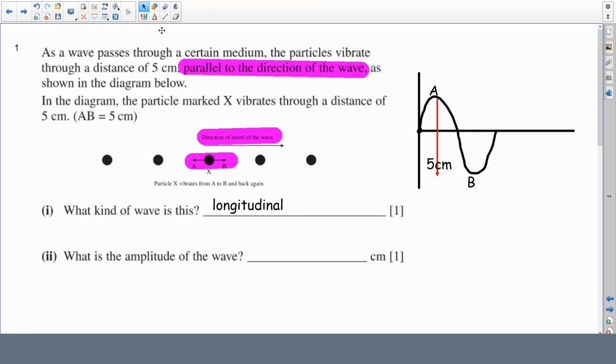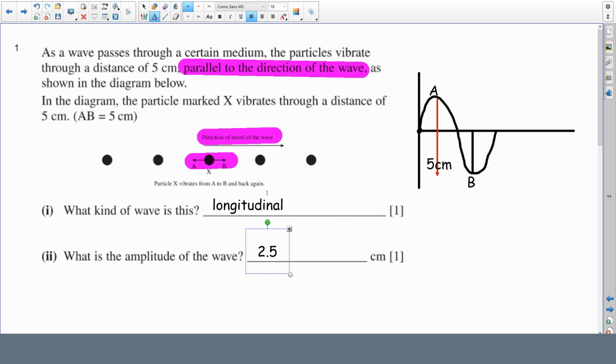But we weren't being asked for that. It's a critical point there. We weren't being asked for the height of the wave. We were being asked for the amplitude of the wave. And the amplitude of the wave is from the rest position, X, out to your extreme point, your furthest away point. So what's the distance from X out to B? Since that whole thing is 5, and this is nice and symmetrical, the amplitude is half of 5, which is 2.5.